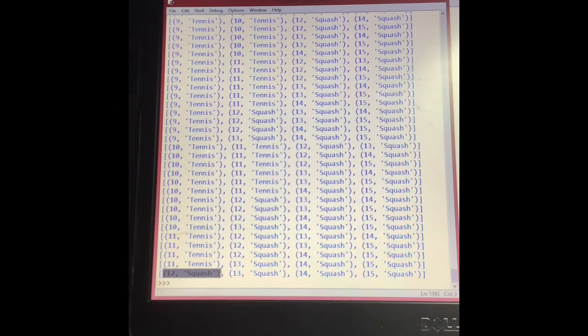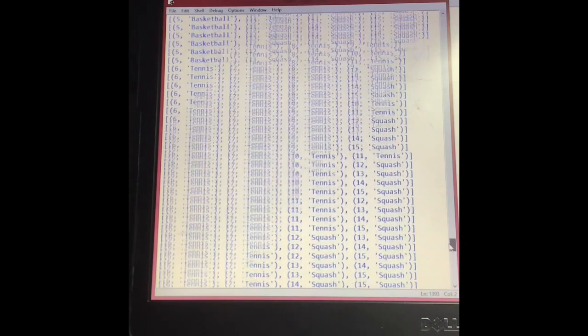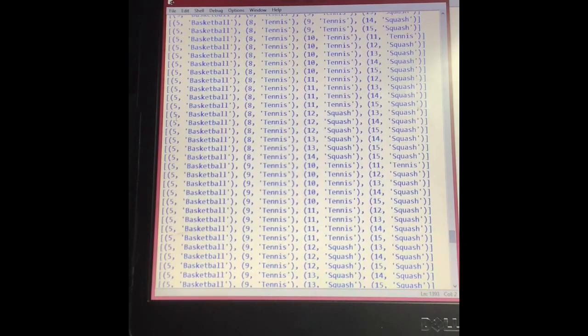Remember that I said one bracket is a person with the name. Example here is 12, and the group they belong to in this case is squash. So person 12, who is in squash, was picked in this group. So is person 13 with squash, 14 squash, and 15 squash. And you said, whoa, Mr. Pang, wait, why are they all the same? Well, if you just scroll somewhere along the way, not everything is the same.